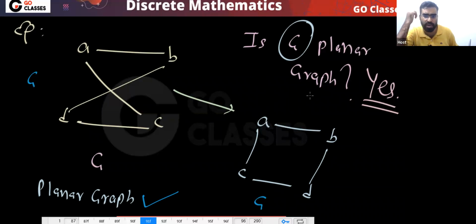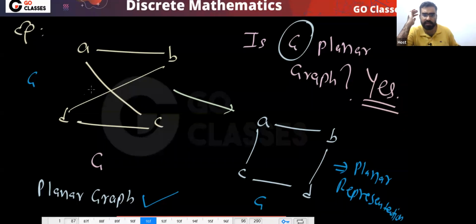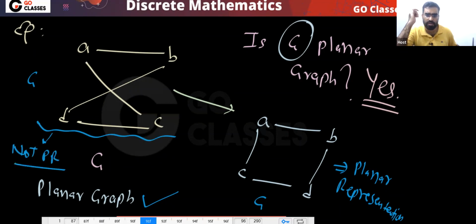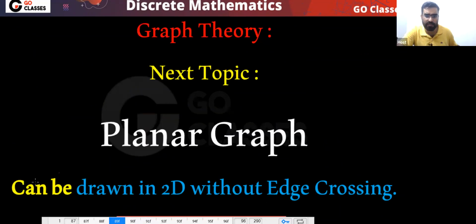But you can notice, this is a planar representation, without edge crossing. Okay, so this is your planar representation. And this is not a planar representation. Not PR. So this is very important. Planar graph means it can be drawn in 2D without edge crossing.